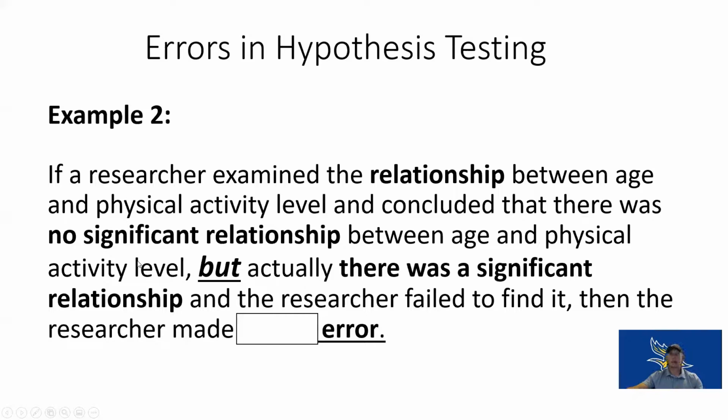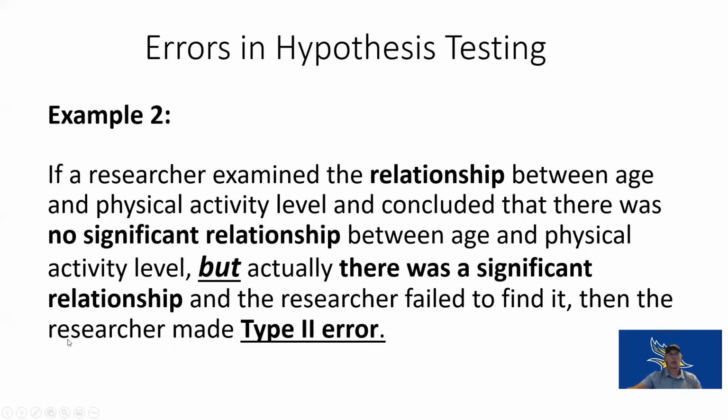Okay, let's try this again. I'm going to give you as many examples as we can. If researchers examined the relationship between age and physical activity and concluded that there was no significant relationship between age and physical activity, but actually there was a significant relationship, but the researchers failed to find it, then the researchers made which type of error?